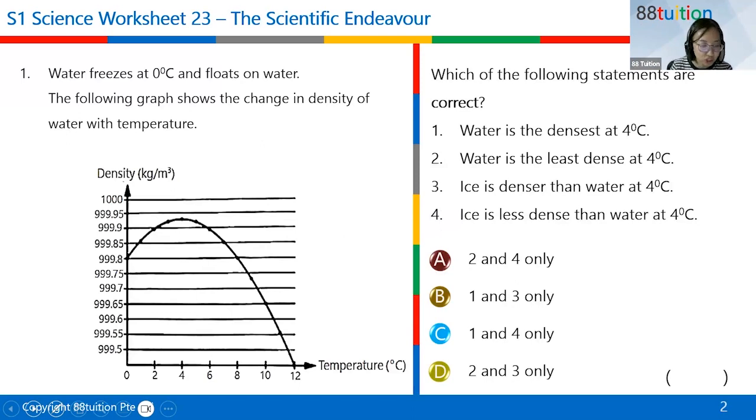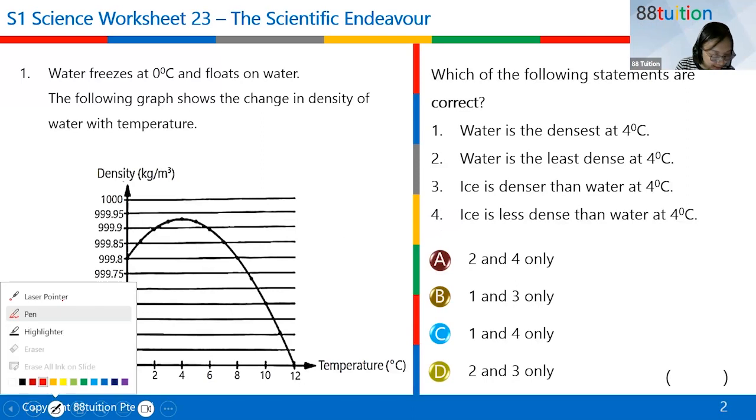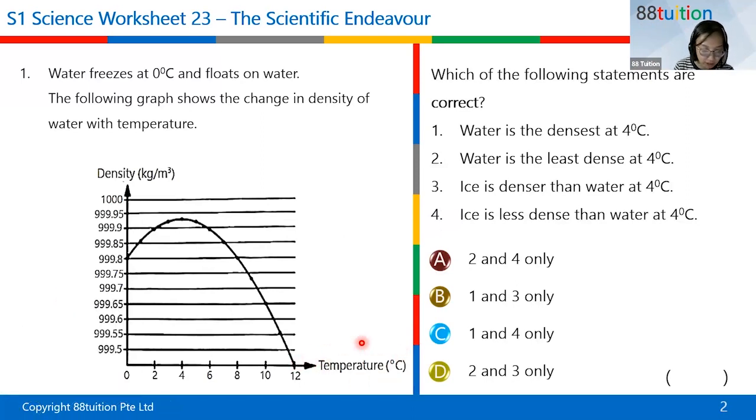Now, this graph shows the change in density with temperature. So if you look at my laser pointer, this is temperature. Now, when temperature is 0 degrees Celsius, 1 degree Celsius, 2, 3, 4 degrees Celsius, from 0 to 4, what happens to density? Can you tell me what happens to density? Increases or decreases? Can you all type into the chat?